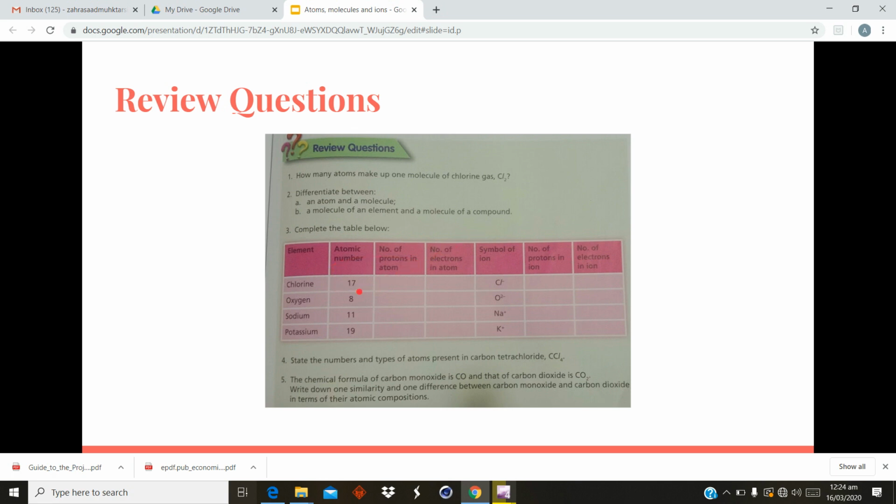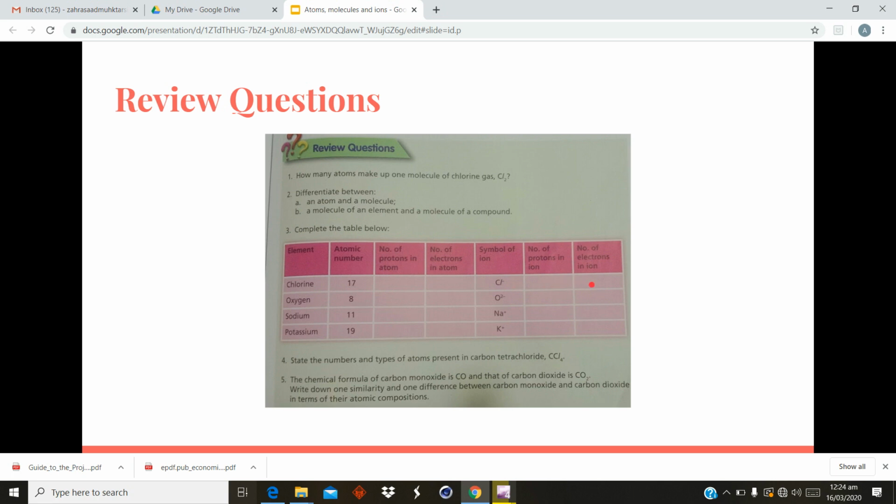Now complete the table below. If the atomic number is 17, then the number of protons should also be 17, and the number of electrons in an atom, because an atom is always electrically neutral, is also going to be 17. Now if you talk about Cl negative, that means it has one more negative charge. If it has 17 protons, then it needs to have 18 electrons. 17 minus 18 is basically minus 1. That's why we have the -1 charge over here.